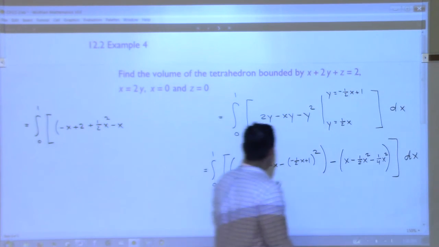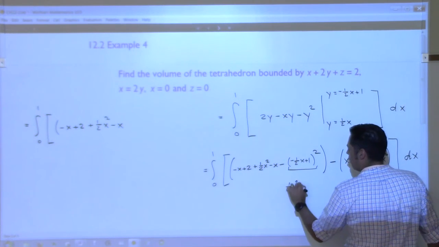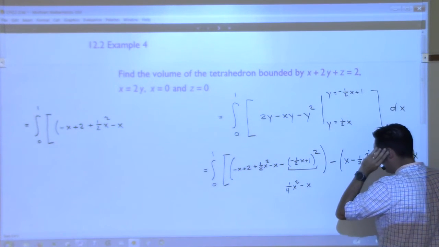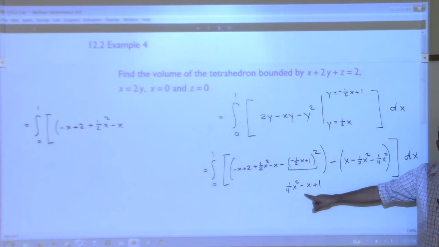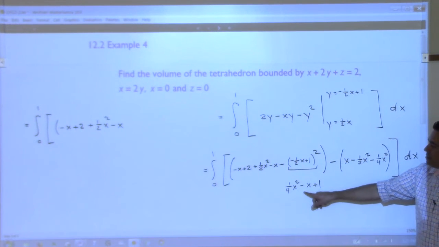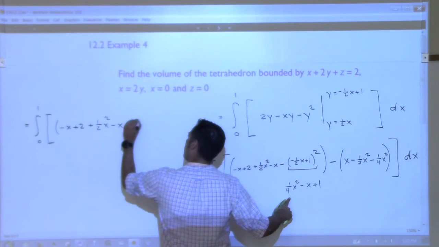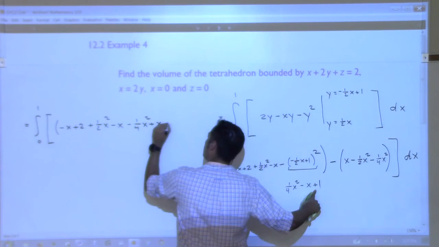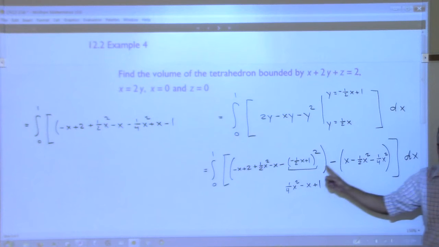All right, let's square this. So if I square that, I get 1/4 x squared minus x, I believe, because you get half and half, and minus half, and then you get plus 1. So that squared should be this, right? And then I'm supposed to subtract it. So minus 1/4 x squared plus x minus 1. And that takes care of all of that.